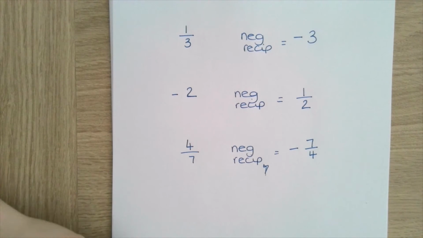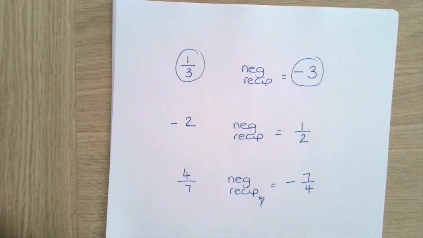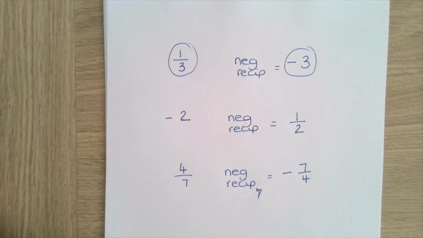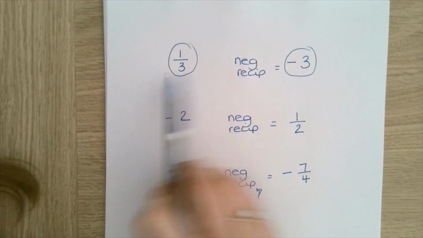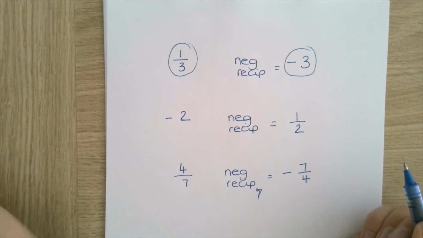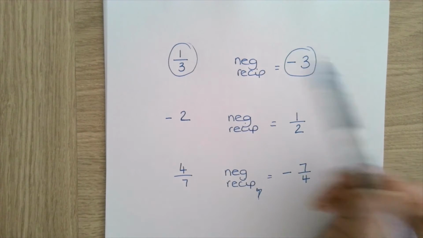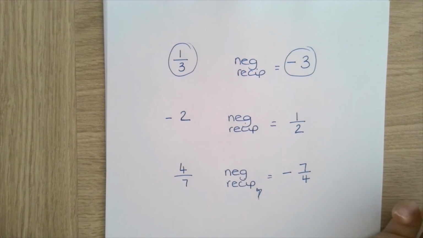Another way to understand negative reciprocals is the product of these two numbers when they are multiplied, is what I mean by that. The product of those, or when they are multiplied together, it always equals -1. If I did 1/3 times -3, I would get -1. -2 times 1/2 gets me -1. It's another way to remember it.